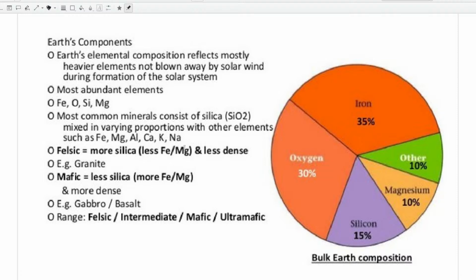and what is this guy? No, what is that? Sodium. Sodium. Yep. Felsic equals more silica, less iron per magnesium, and less dense. Example of granite. And then mafic is less silica, more iron, less magnesium, and more dense. Gabbro, basalt. And so, yeah, there you go.